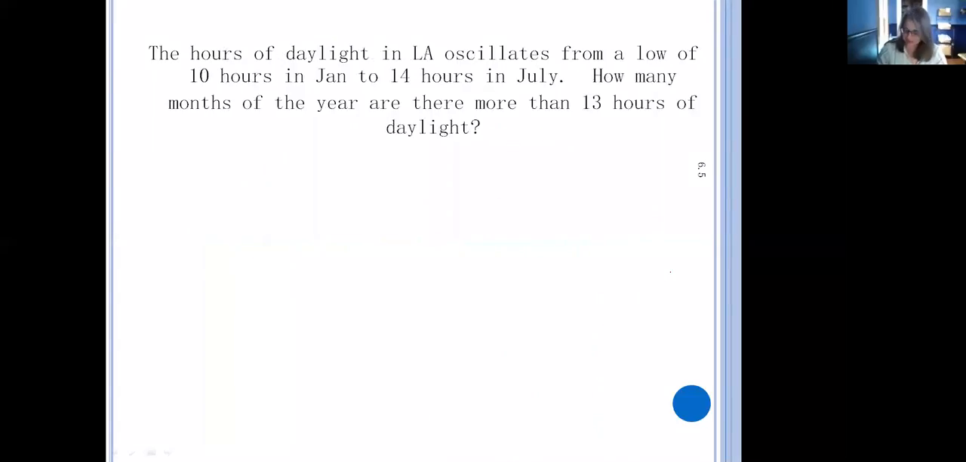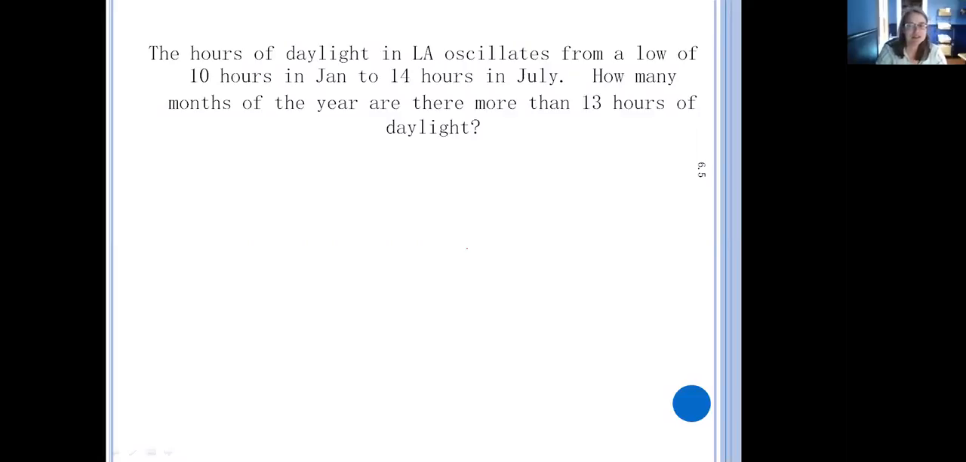All right, let's try another one. The hours of daylight in Los Angeles oscillate from a low of 10 hours in January to 14 hours in July. How many months of the year are there more than 13 hours of daylight? Maybe you're trying to plant a garden and you want to know what you're growing. Or you just really don't like short days.